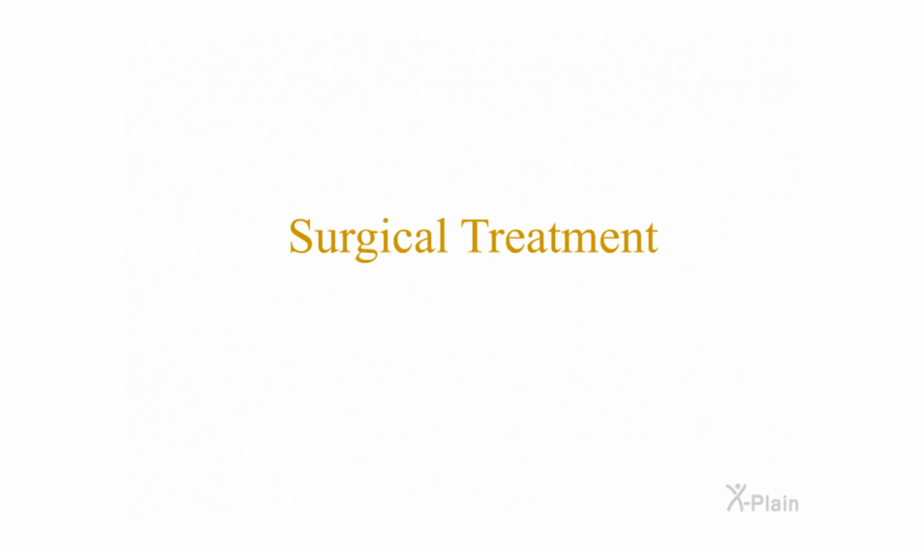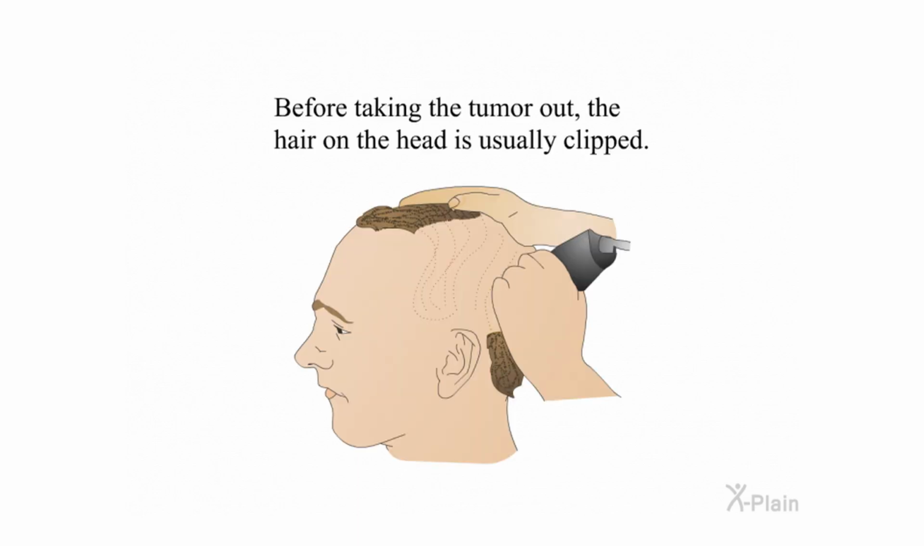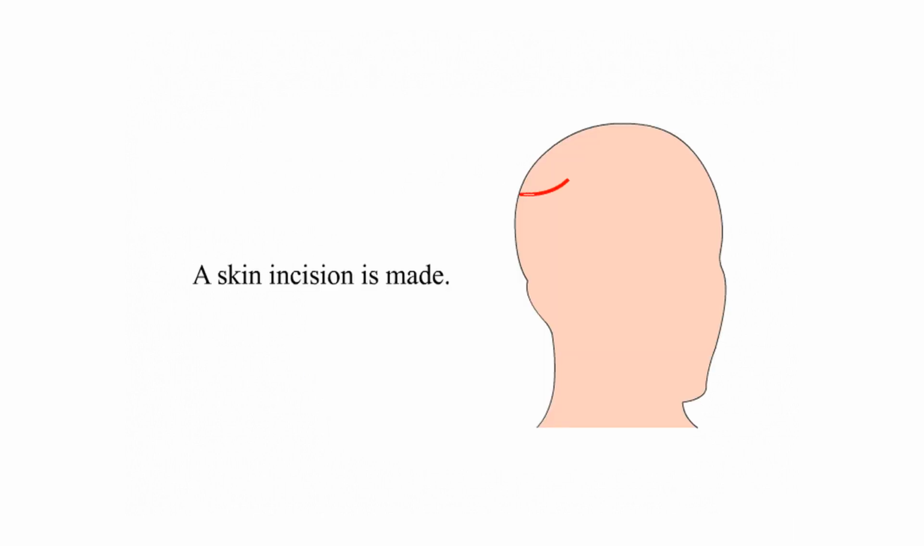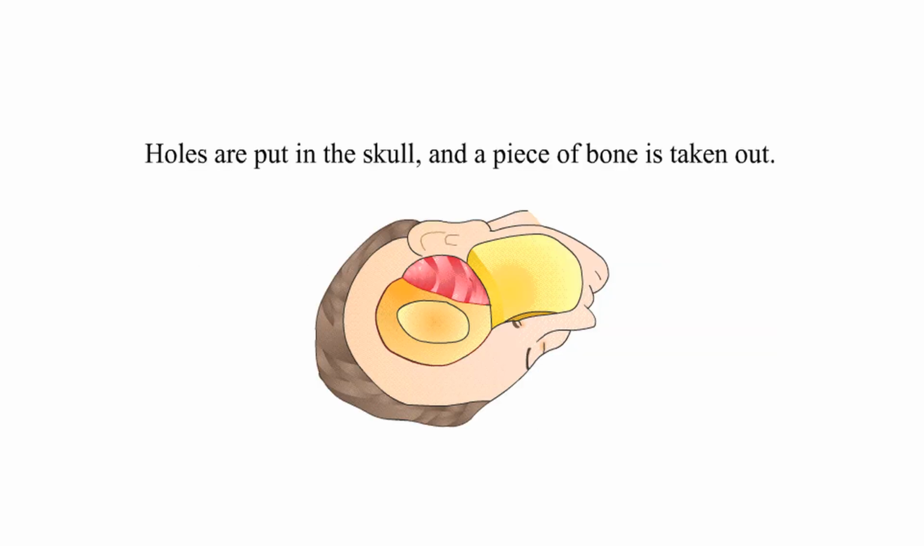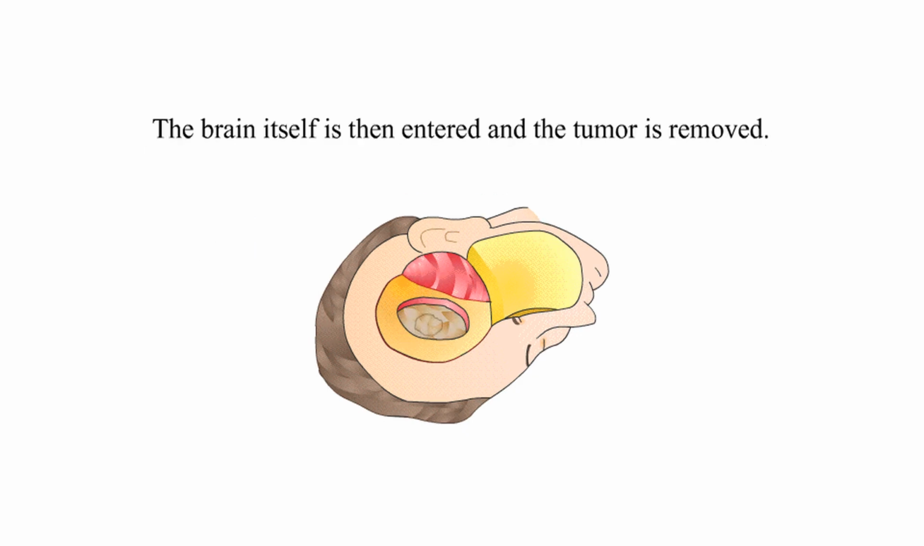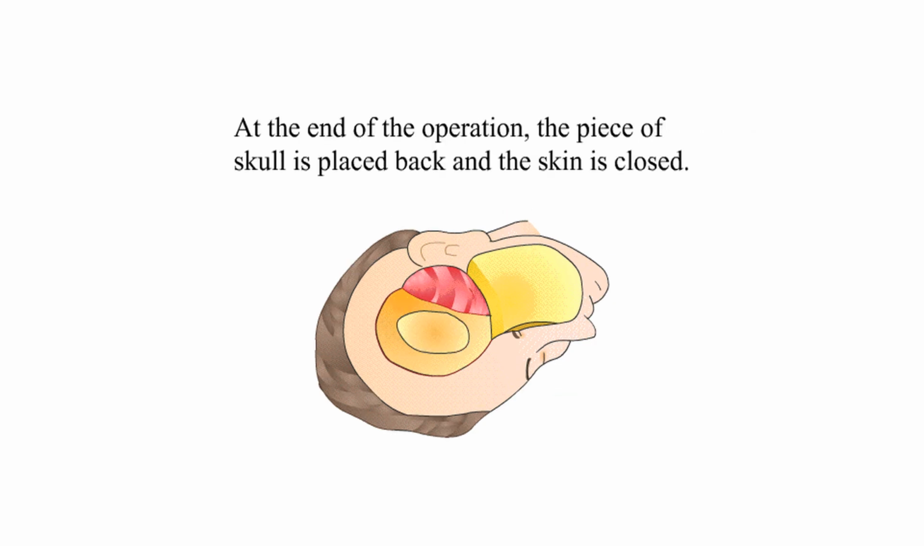Surgical treatment. Before taking the tumor out, the hair on the head is usually clipped. A skin incision is made. Holes are put in the skull and a piece of bone is taken out. The brain itself is then entered and the tumor is removed. At the end of the operation, the piece of skull is placed back and the skin is closed.